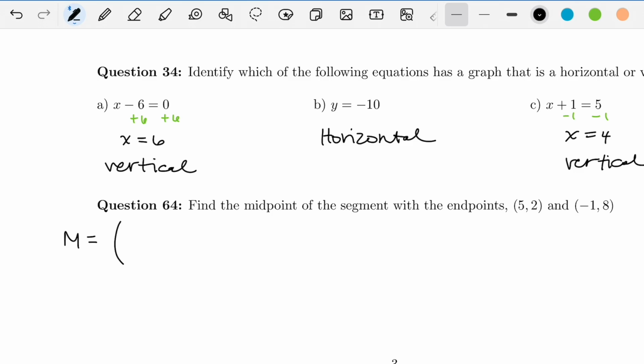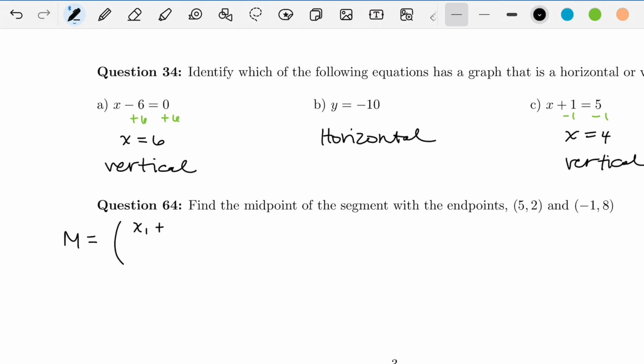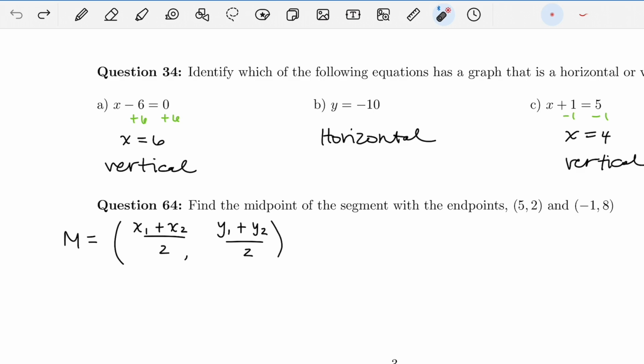We're going to end up with coordinates. So our midpoint formula says (x1 plus x2) over 2 is our first coordinate, and then (y1 plus y2) over 2 is our y coordinate. Now in this midpoint formula, these are arbitrary. So this just represents any x1, x2, y1, and y2 coordinates.